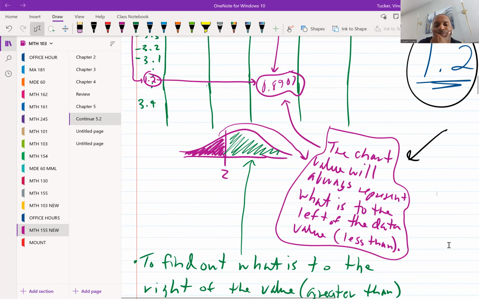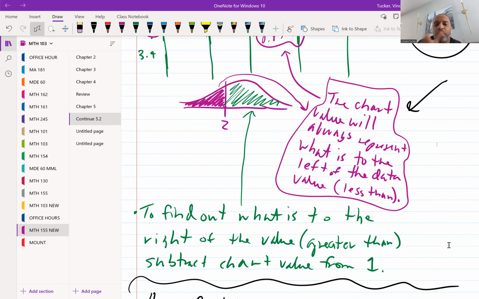All right, scrolling up. And then to find out what is to the right of the data value, you will subtract that chart value from 1. So everything under this curve is equal to 1. You remember we talked about your mean being in the middle, 50% of your data being to the left, 50% of it being to the right, 50 and 50 added to give you 1. So if you want to know what's to the right of your data value, you just subtract that chart value from 1.